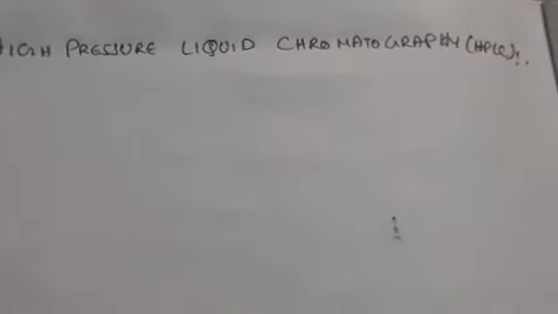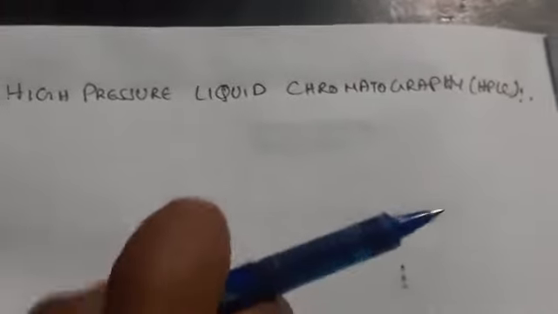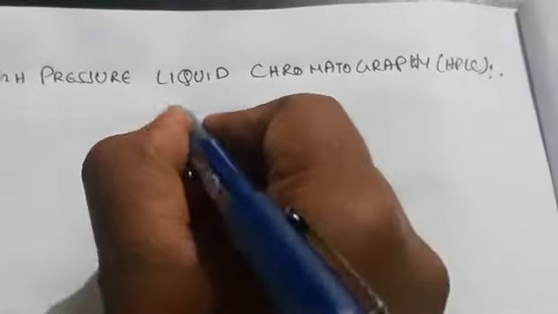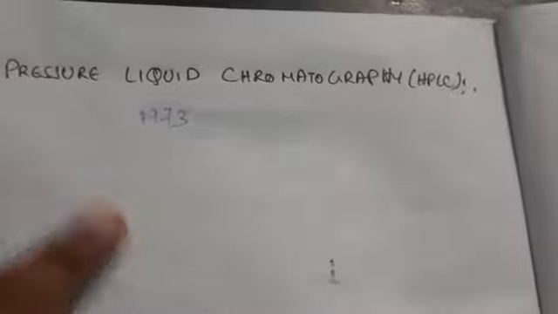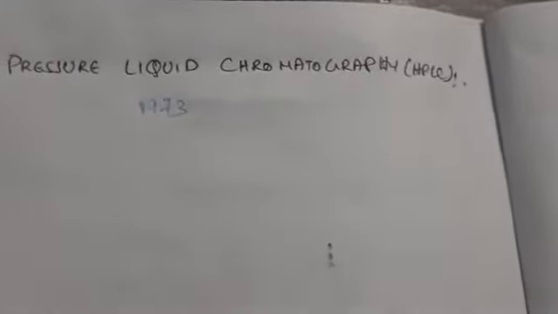Hello students, in the previous class we have seen column chromatography and thin layer chromatography. Today we are going to discuss high pressure liquid chromatography. Generally, this technique was discovered in 1973. It came into existence in 1973. It is an advanced technique that we are using nowadays also, which can easily separate a mixture of components into individual components.